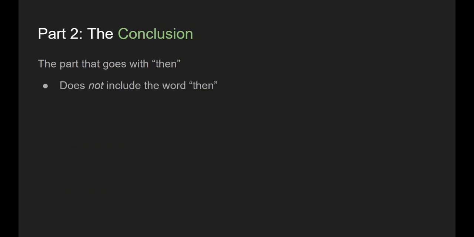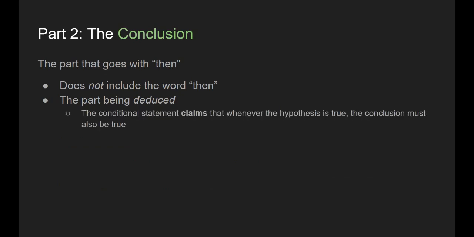Similarly to the hypothesis, it does not include the word then. It's just the part that comes after. Thinking back to our main idea, mathematicians begin with a small set of assumptions from which we can make deductions. The conclusion is the part being deduced. So the conditional statement is claiming that whenever the hypothesis is true, the conclusion must also be true.